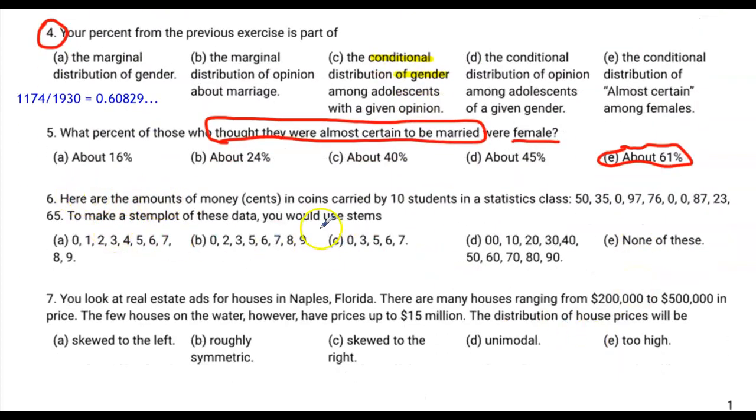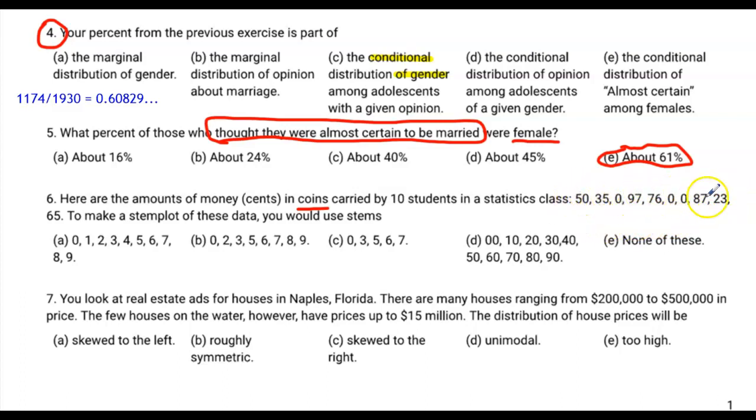In this next question, here are the amounts of money carried by 10 students in a stats class. I don't know who carries around coins nowadays, but here are those values. If we were making a stem plot of the data, you would use stems. It's asking for which part of these data you would use for stems.